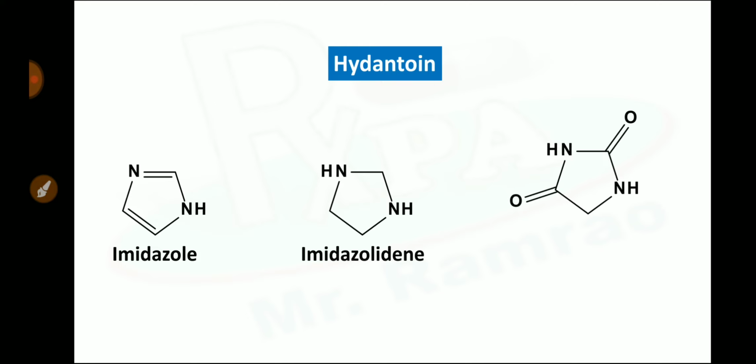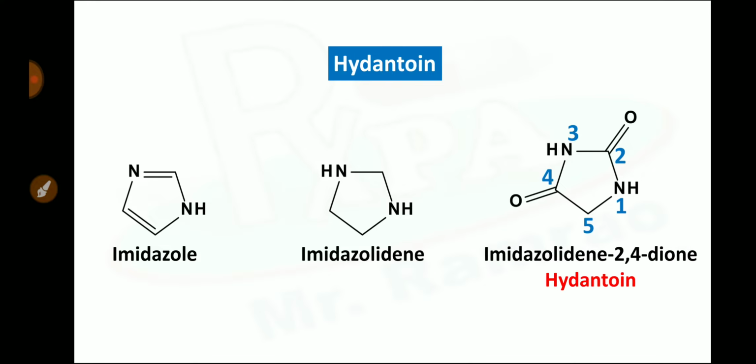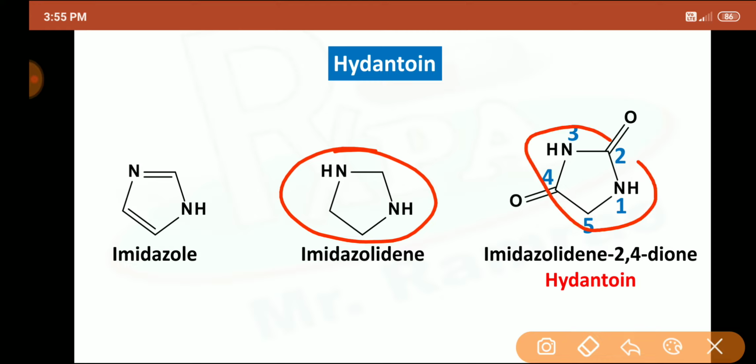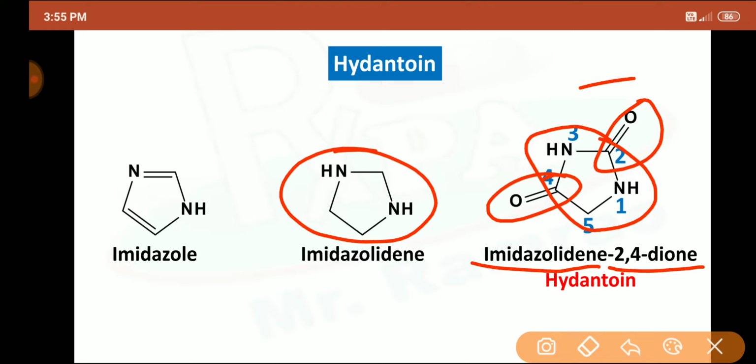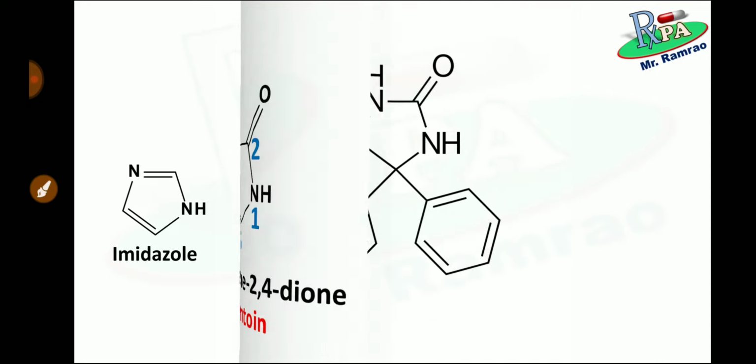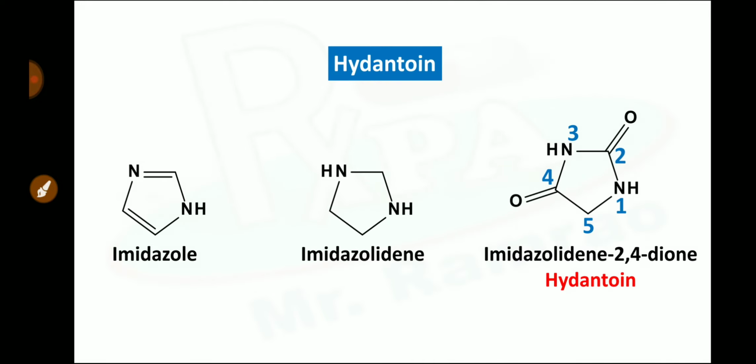Then if you put 2 ketone groups on the imidazolidine, we'll give numbering and see how the IUPAC name is given, because it is important to know what is hydantoin. Here you can see this is imidazolidine, and this molecule also has the imidazolidine group. Then on the 2nd and 4th position 2 ketone groups are present, therefore imidazolidine 2,4 dione. Why dione? Because 2 ketone groups are there, and this group is commonly known as the hydantoin ring. Means imidazolidine ring with 2 ketone groups is actually known as hydantoin.